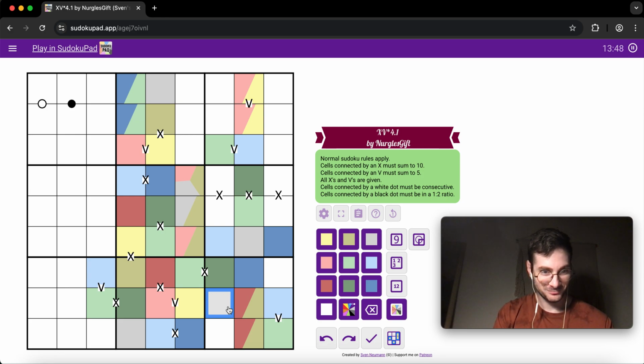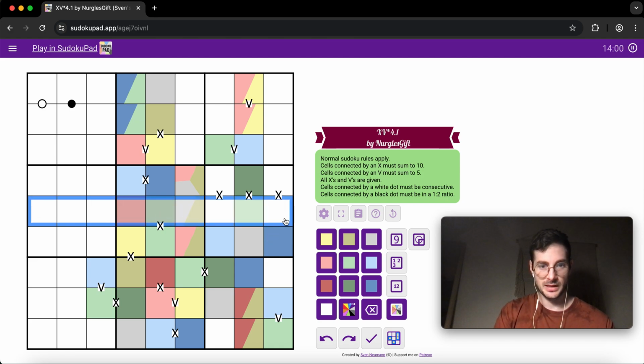Let's see. Looking across here, or I guess we can ask where light blue and dark blue can go in this row. They can't go in any of these cells because there's already light blue and dark blue in this box, or here. So we're wondering where in these three can light blue and dark blue go.